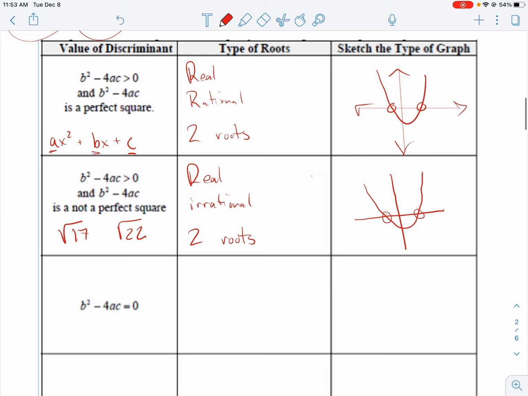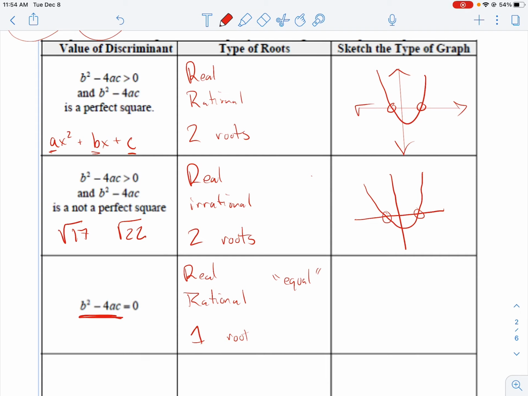All right, the last two. If b squared minus 4ac is equal to 0, that means you're getting real roots. They're going to be rational, but you're only getting one root, and they call that equal roots.